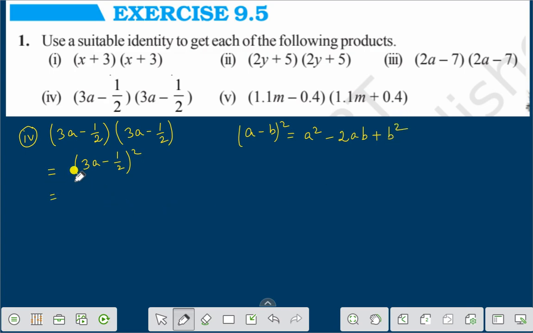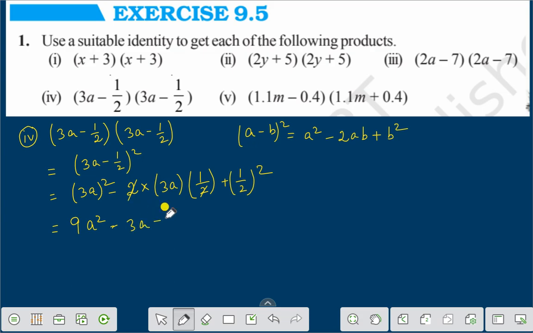That we are getting as (3a) whole square minus 2ab, where a is 3a and b is 1 by 2, plus b square, (1 by 2) whole square. That means we are getting 9a square minus 3a plus 1 by 4, as this 2 and this 2 will cancel. That is the answer of question number 4: 9a square minus 3a plus 1 by 4. Now we solve question number 5.